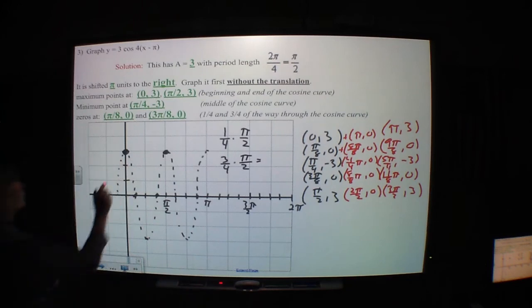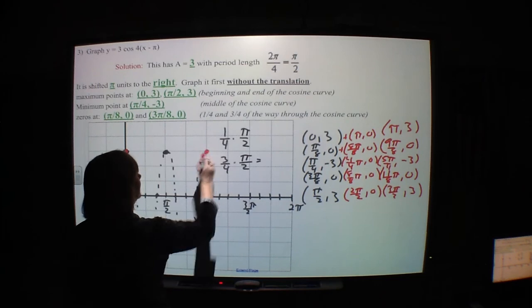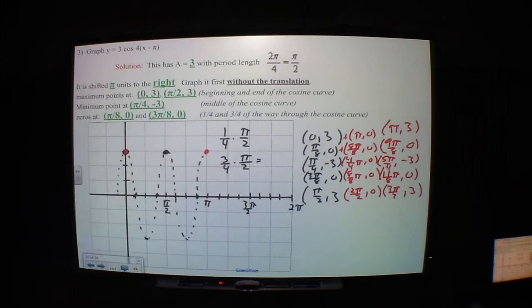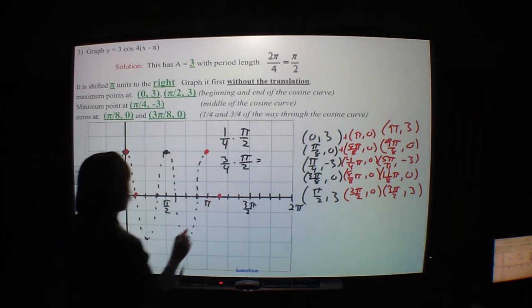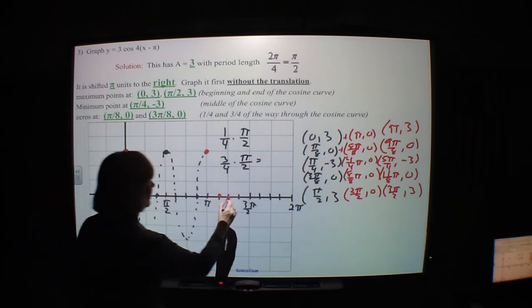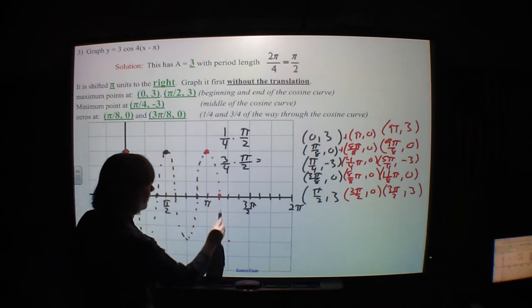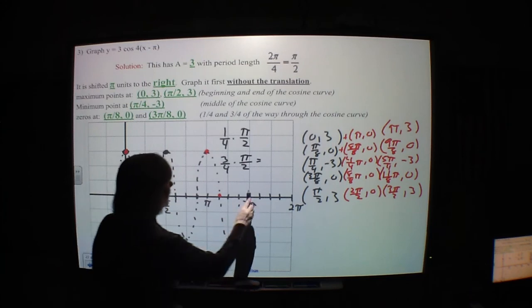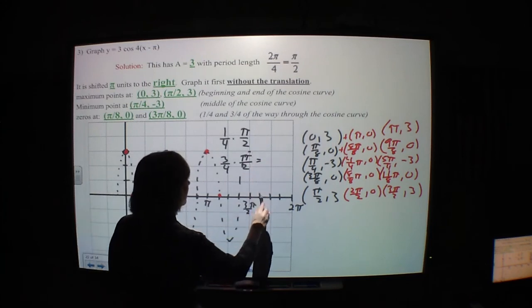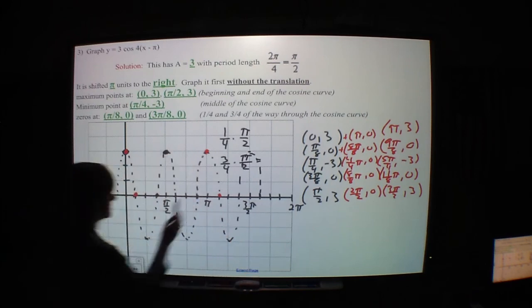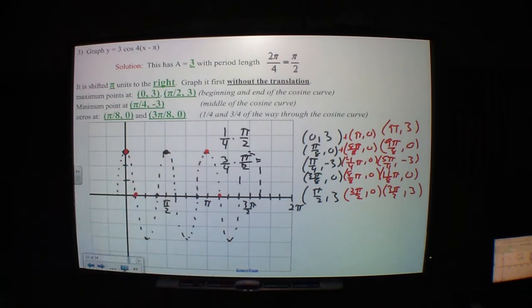So I'm taking this point right here, and I'm moving it pi to the right. So it's moving right to here. This point right here is moving right here. This point right here is moving right there. And if I would have continued this graph here, minimum, here's that, maximum, there. It's the same graph. It's really the same exact graph. If you graph them on your calculator, you'll see that.